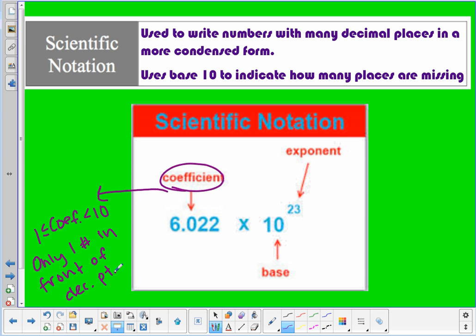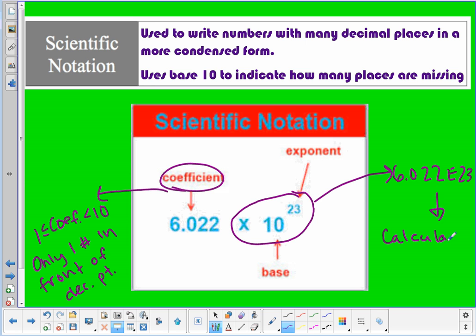And sometimes we have to adjust our exponent depending on what we have so that it looks like that, and then times 10 to the 23rd. Sometimes when you type things into your calculator, you might see, for example, in this case, 6.022 and then E23. That's what your calculator calls scientific notation. When you see that E, you know that it's telling you times 10 to the power of whatever is behind it. Okay, so if you type these things into your calculator, that's what you're seeing.